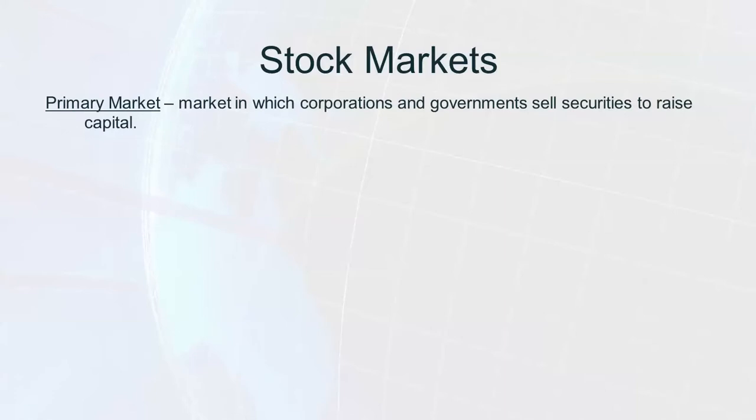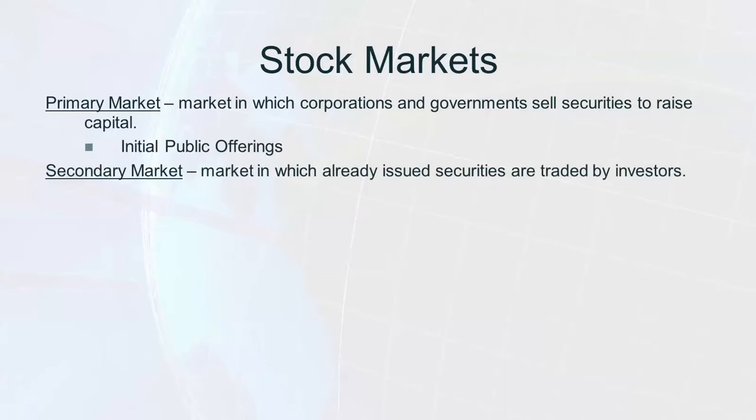Stock market, primarily we have the primary market. Primary market means the market in which corporations and governments sell securities to raise capital. If a private company is issuing shares for the first time, it is called an initial public offering or IPO. And once securities are issued in the primary market, then they are sold in the secondary market. The market in which already issued securities are traded by investors is called the secondary market.